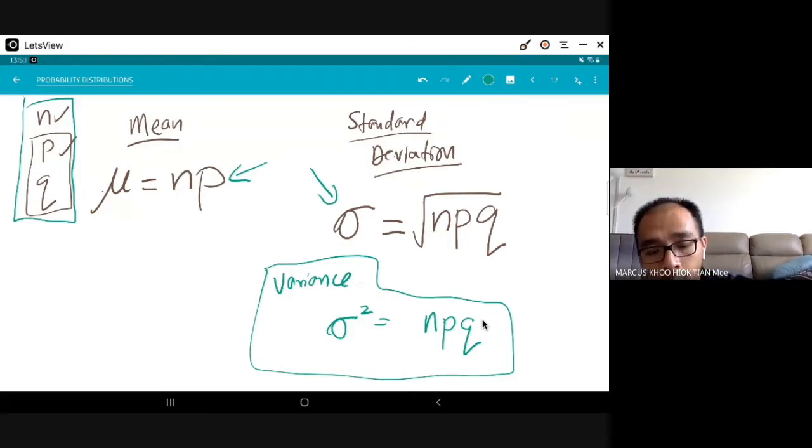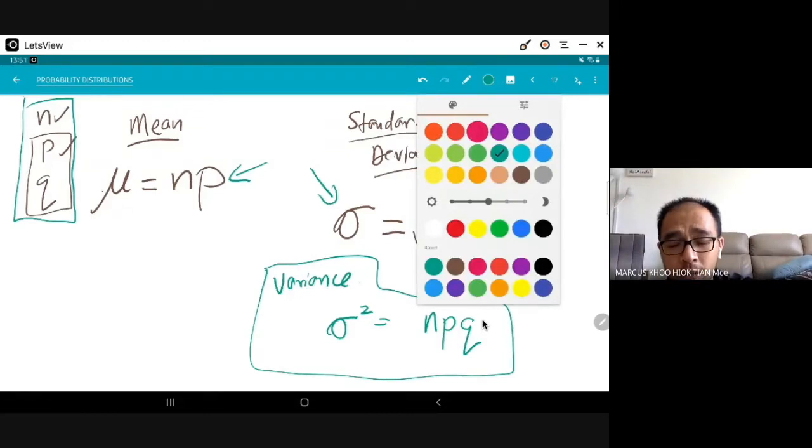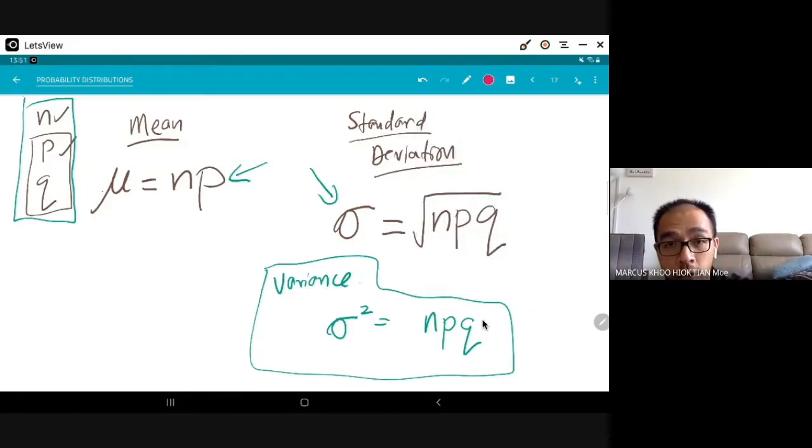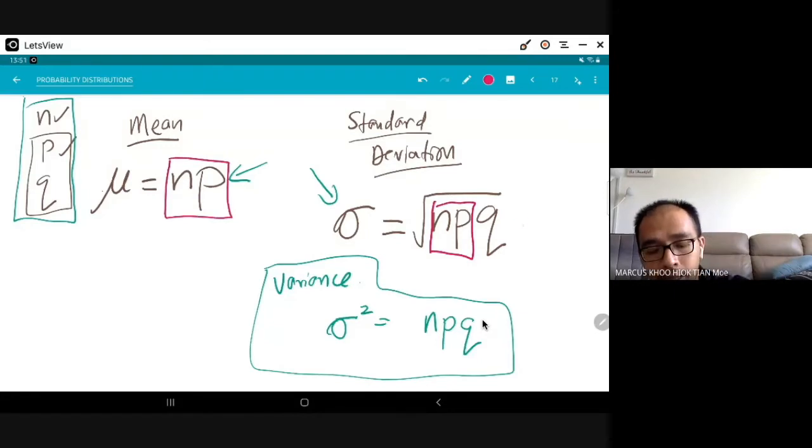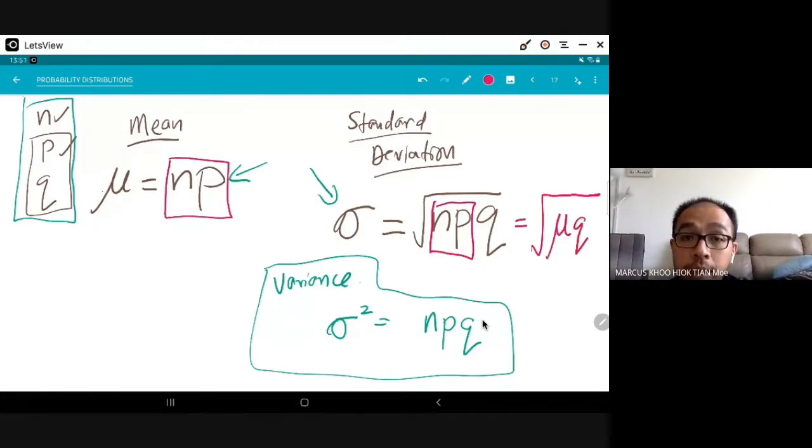Okay, now one last thing, banyak betul ni saya mau cakap. One last thing I want you to notice is that since the mean is NP, and inside the standard deviation formula also there's NP, right? Saya juga boleh cakap bahawa standard deviation adalah punca kuasa 2, the mean times Q. Kan? Sebab mean adalah NP. Okay, so ini pun important relationship.